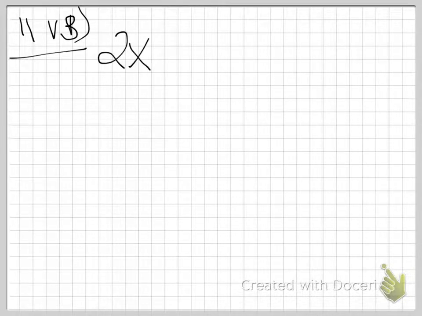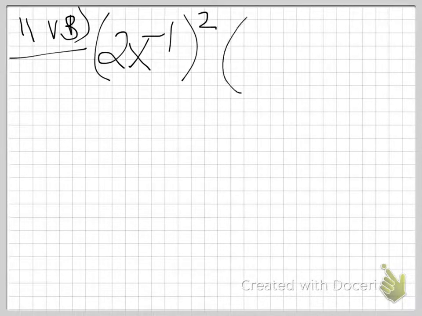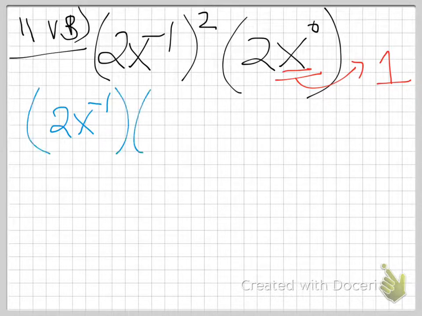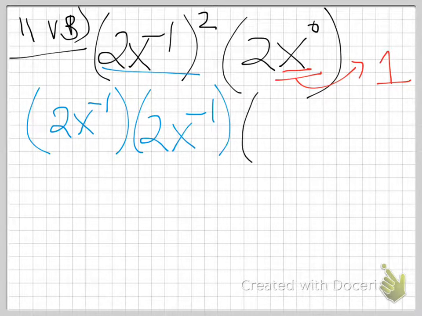Okay, 2x to the negative 1, squared. So many people got these wrong. First thing I notice is that x to the 0, or anything to the 0 power, is just 1. So that's an invisible 1. It might as well not even be there, right? Good. This squared really means 2x to the negative 1 times 2x to the negative 1, because I'm squaring it. And over here, I just have 2 times 1, which is just 2.